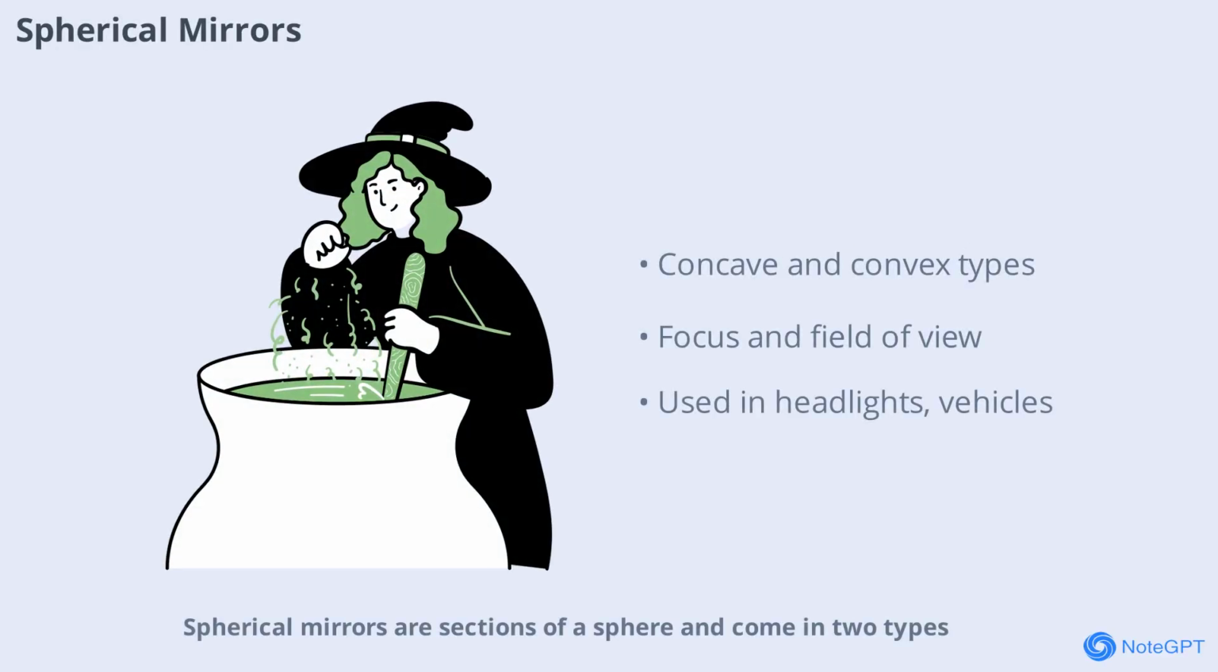Spherical mirrors are sections of a sphere and come in two types: concave and convex. Concave mirrors focus light to a point, making them useful in headlights and solar cookers. Convex mirrors spread light out, providing a wide field of view. The way these mirrors form images depends on the position of the object relative to the mirror's center and focus. Let's explore how images are formed by these mirrors in detail.